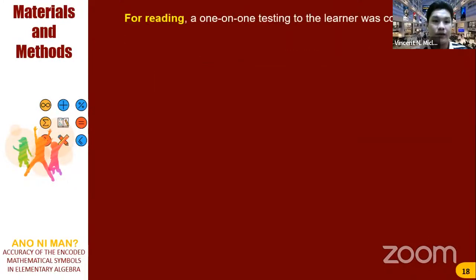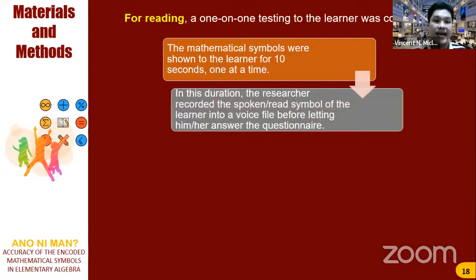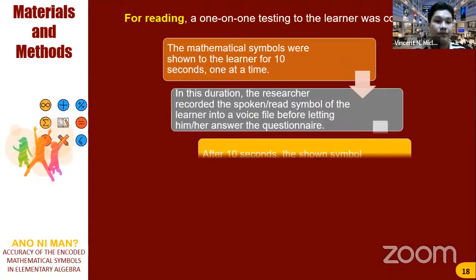For the reading, we had one-on-one testing with our learners. The mathematical symbols were shown to the learner for 10 seconds, one at a time. In this duration, the researcher recorded the spoken or read symbol of the learner in a voice file before letting him or her answer the questionnaire.